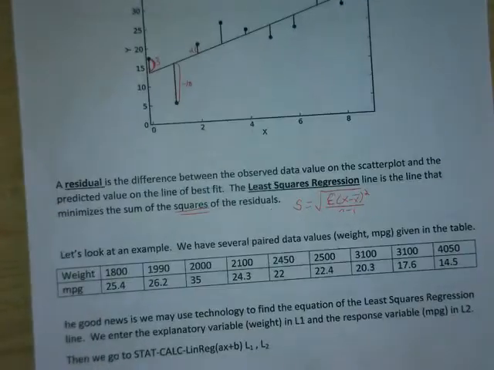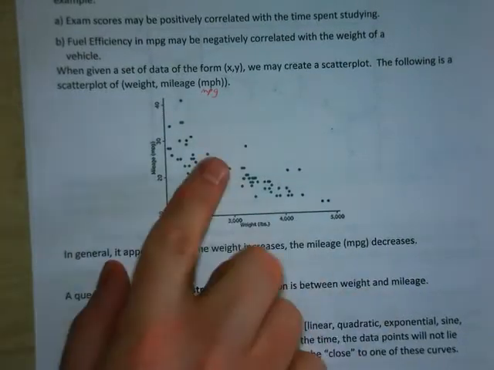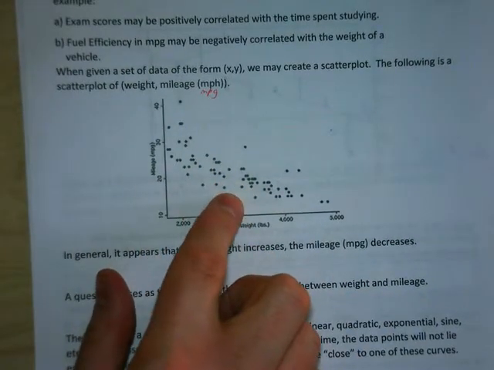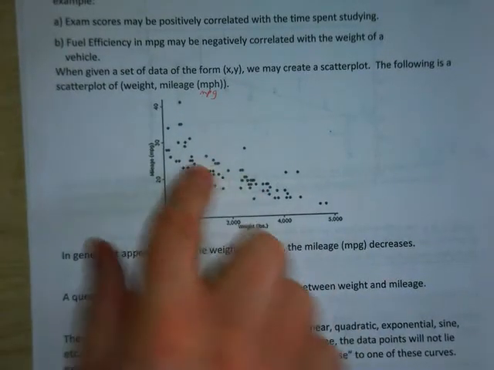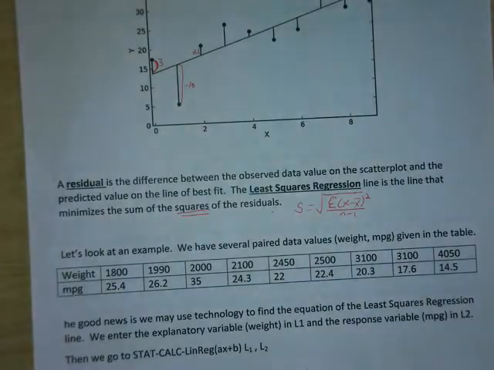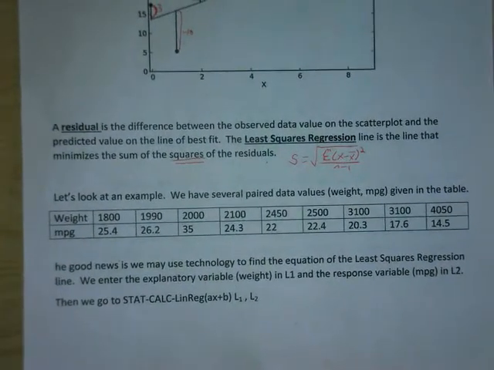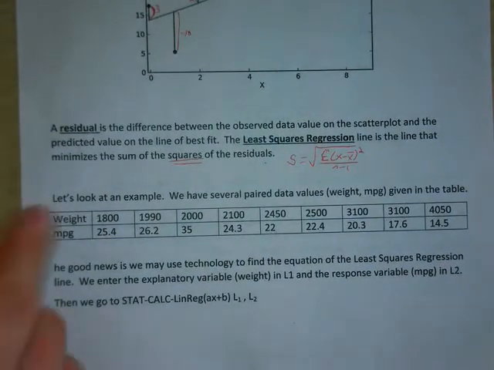Okay, so going back to our example of the weight of cars and miles per gallon. Now, I didn't want to use every single point. What I did was I took several points from this scatter plot, and rather than have us put like 50 points, all these points in the calculator, I just chose several to use, and I put those in this table. Okay, so we have weight and miles per gallon.